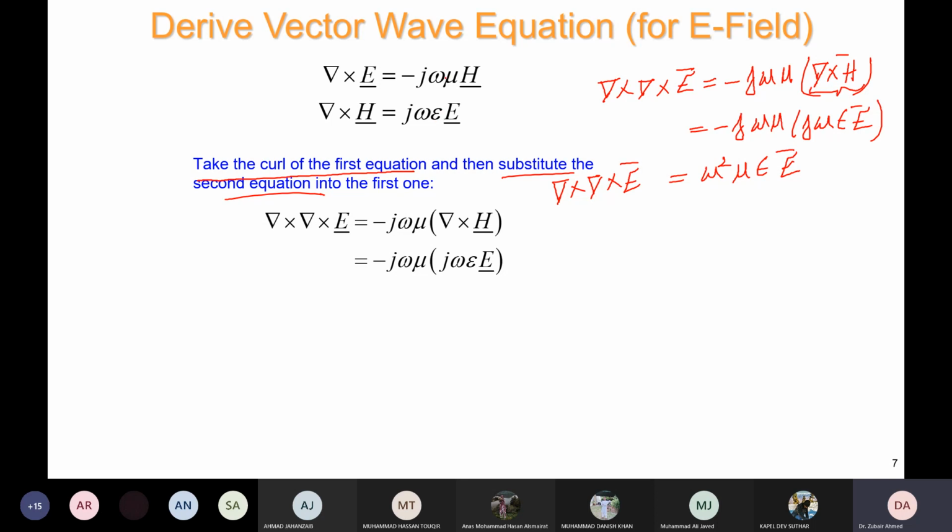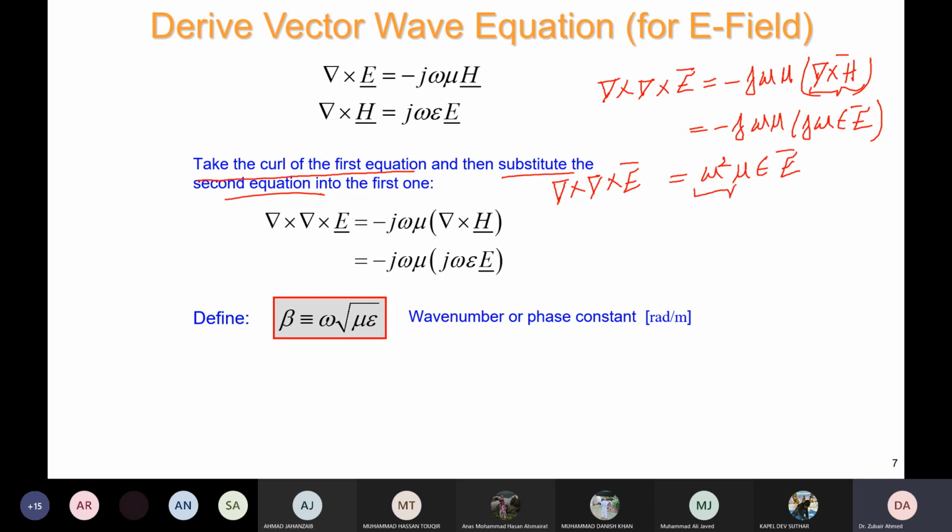So this is the usual step for deriving the vector wave equation. We take the curl of the first equation, then we substitute the second equation back, and then we define this omega square mu epsilon. It's a constant. We can define it as beta square. So if we take the square root, we define that beta by definition is equal to omega square root of mu epsilon. We call this the wave number or phase constant. Please note that this is the same thing we defined earlier, which was beta is equal to 2 pi by lambda. So we define this constant as beta.